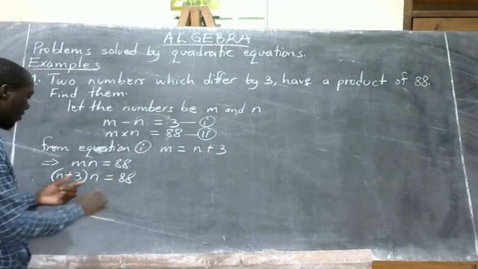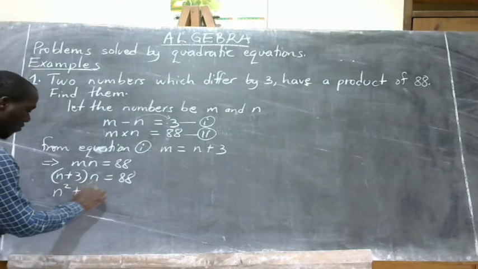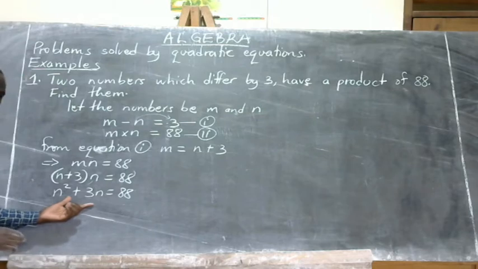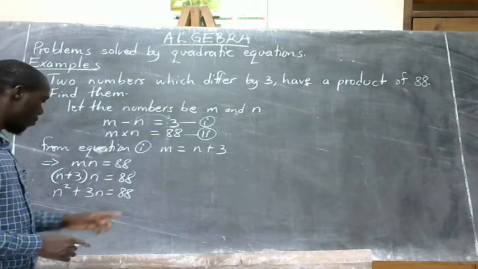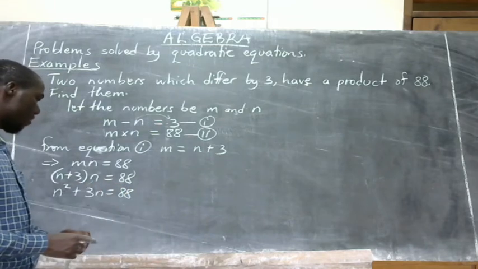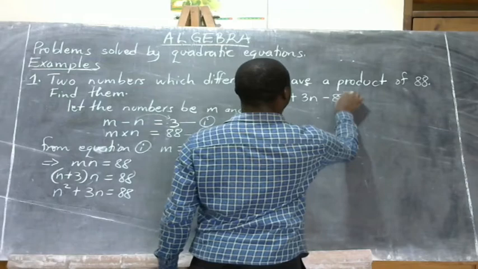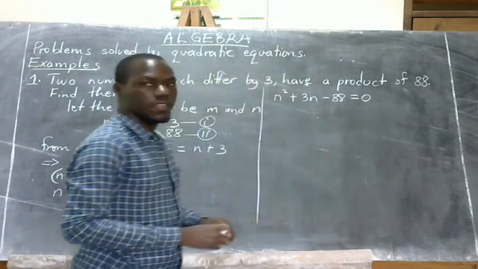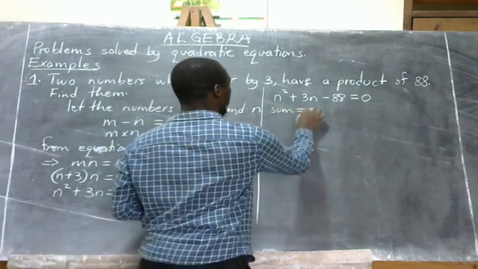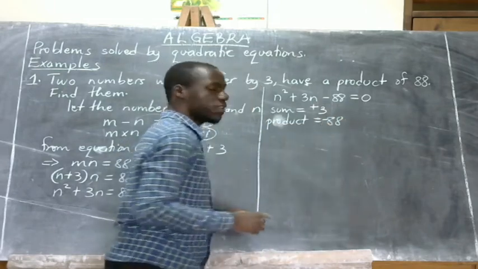When I open the bracket, n times n gives me n squared, n times 3 is 3n, equal to 88. Now this one is a quadratic equation. So I'm going to take the 88 to the other side of the equation, such that a 0 remains on the other side. This is going to be n squared plus 3n minus 88 equal to 0. Now I identify the sum and the product. Sum is equal to positive 3. Product is equal to negative 88.